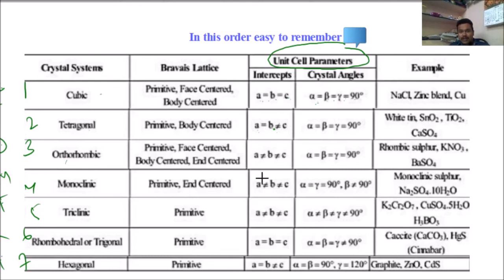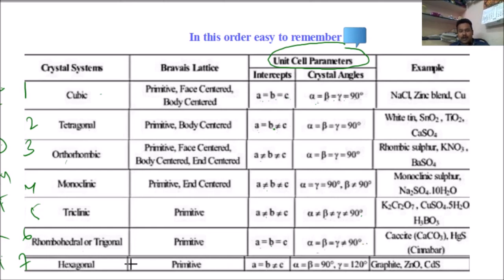Then monoclinic, all are not equal, and here beta separately is not equal to 90. Here two not equal to are coming, plus one more not equal to coming. After that, triclinic, everything is not equal. Up to this we are following one order. This rhombohedral and hexagonal, no logic. Here we have to follow A is equal to B is equal to C and alpha is equal to beta is equal to gamma, but not equal to 90. This one we have to remember.